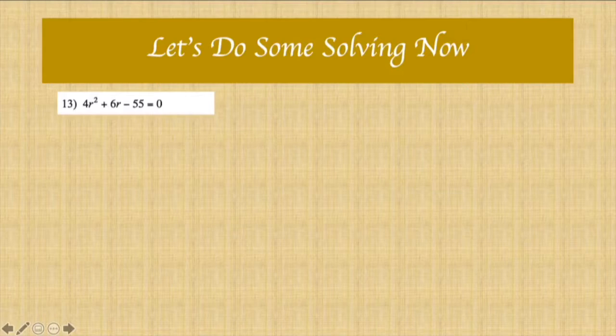Let's move on now to number 13. Number 13, we're going to do the same thing, but we're going to have to move this 4 right here. We need to divide the 4 by everything. When we do that, we're going to be left with an r squared plus, this reduces to 3 over 2. This does not reduce.